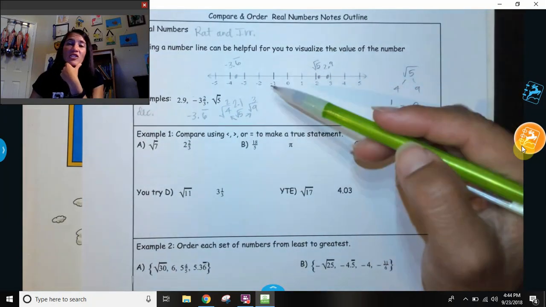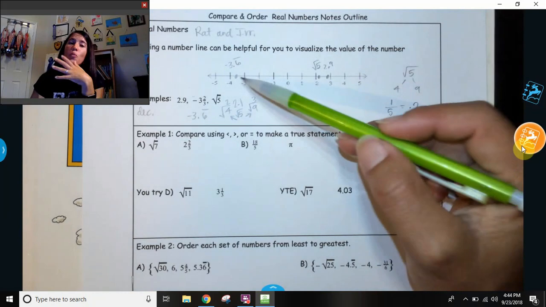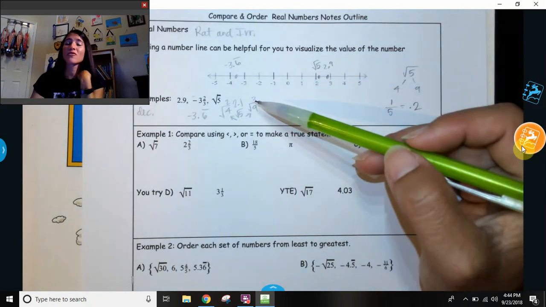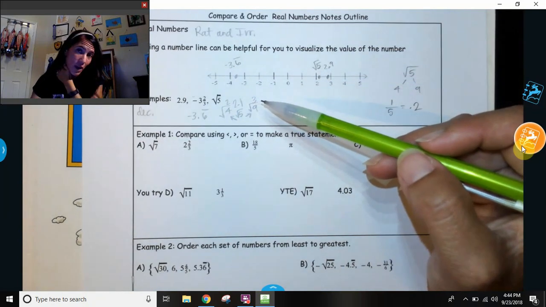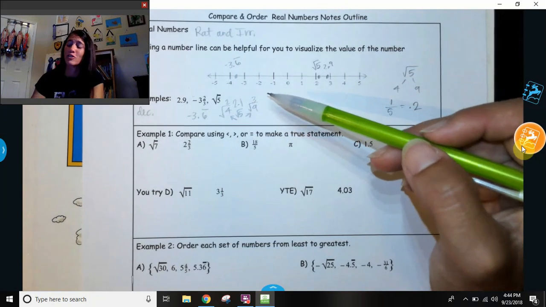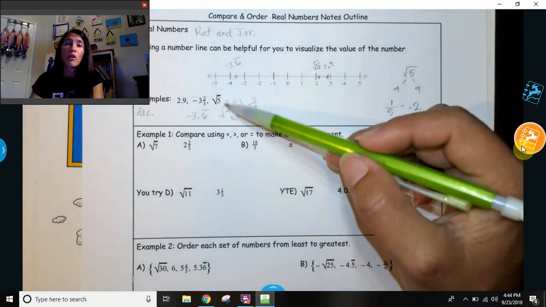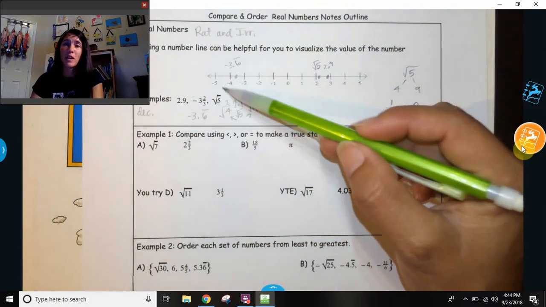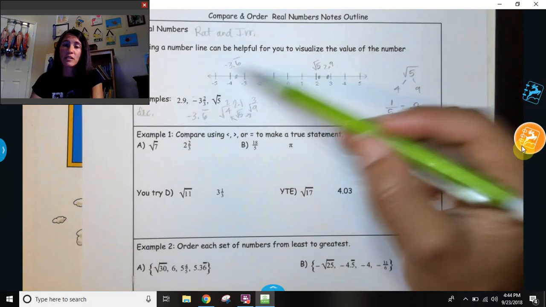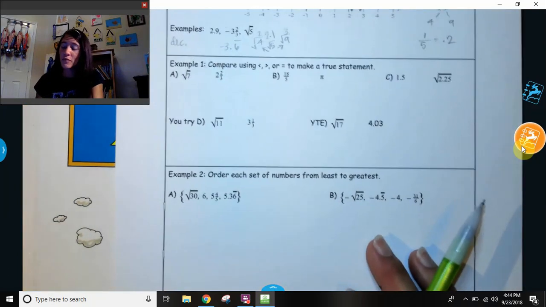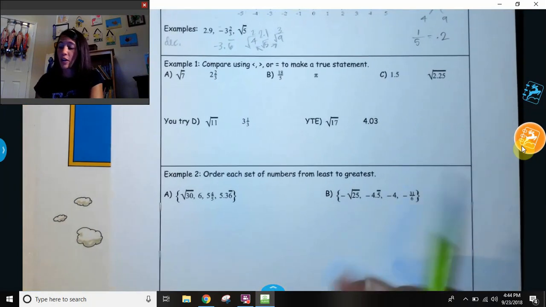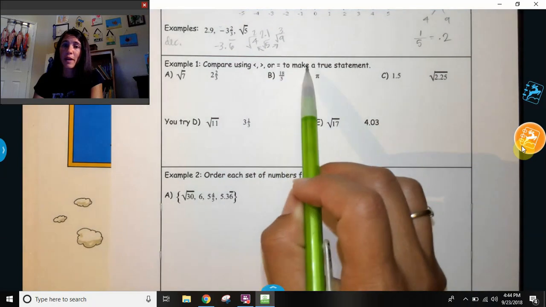But it just helps us understand where on the number line these numbers fall, because they're not always going to be written the same way, meaning all decimals or all fractions. So use your prior knowledge of estimating roots, and put them on a number line to help you. So example 1, compare using less than, greater than, or equal to make a true statement.